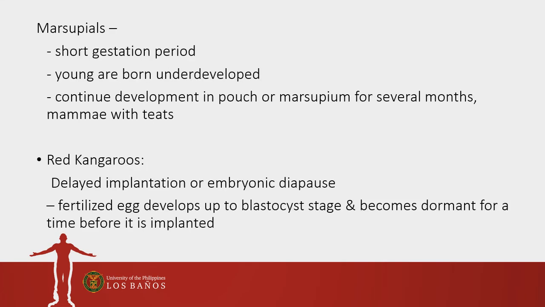In marsupials, there is a short gestation period wherein the young are born underdeveloped. Development continues in the pouch or marsupium for several months. The mammae have teats. In red kangaroos, there may be delayed implantation or embryonic diapause, wherein the fertilized egg develops up to the blastocyst stage and becomes dormant for a time before it is implanted.